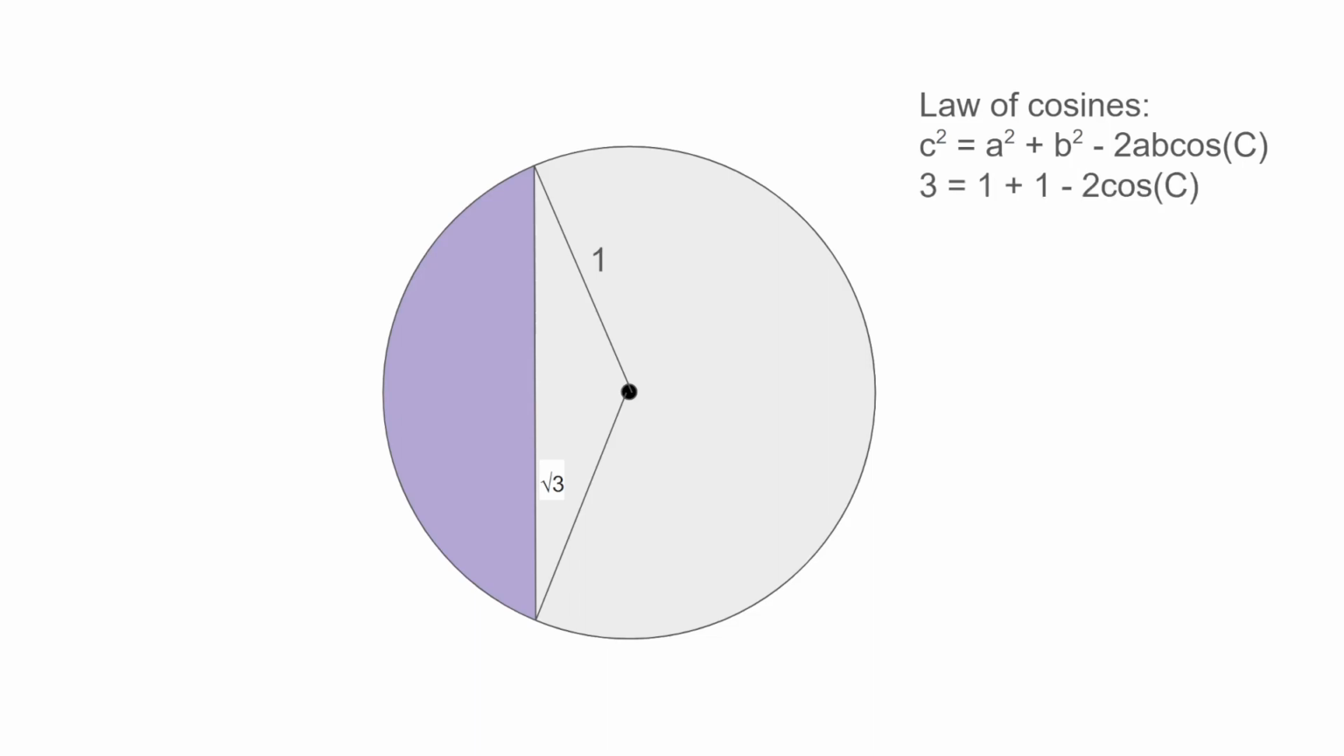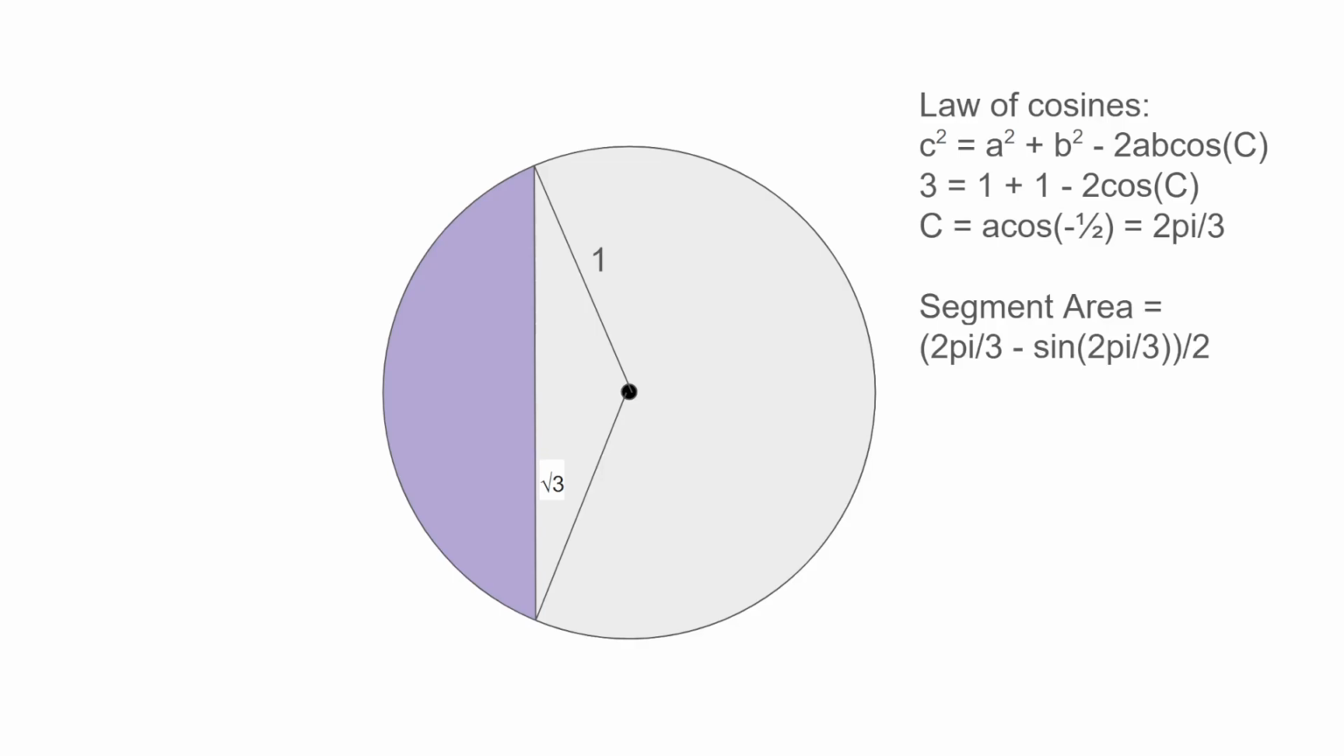So filling that in, root 3 becomes 3. In this equation, these other sides have length 1. And solving this for cosine C is just the arc cosine of minus a half, which is 2 pi thirds. So I can plug that back into our area equation, and we can simplify a little bit to get pi thirds over root 3 over 4. So that's the area of this on the circle.